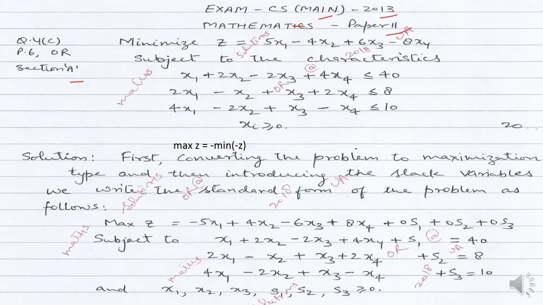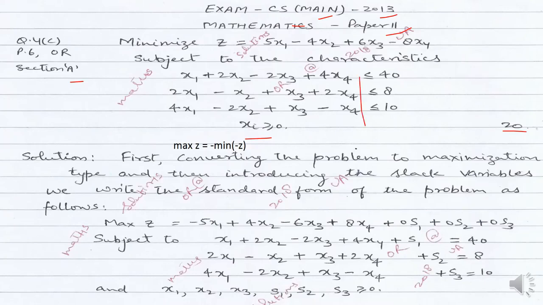This question is: minimize z = 5x1 - 4x2 + 6x3 - 8x4, subject to the constraints x1 + 2x2 - 2x3 + 4x4 ≤ 40, 2x1 - x2 + x3 + 2x4 ≤ 8, 4x1 - 2x2 + x3 - x4 ≤ 10, xi ≥ 0. This question is of 20 marks.